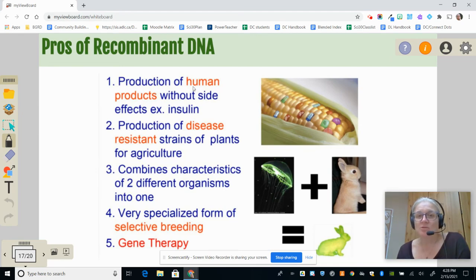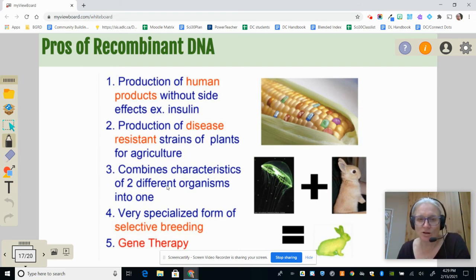Some of the pros: production of human products without side effects. So something like insulin, a life-saving drug. We can put that gene for insulin creation into bacteria and get the bacteria to make insulin for us, right? Then we can use that to save lives for people. Production of disease-resistant strains of plants for agriculture. So you put this gene for pesticide resistance or herbicide resistance into the plant that you want to grow, and then you can put herbicide everywhere else, get rid of all your weeds, but the plant you want to grow keeps growing, right?